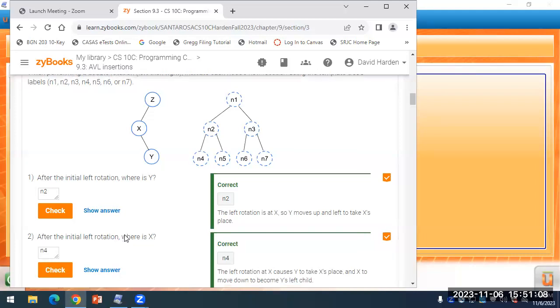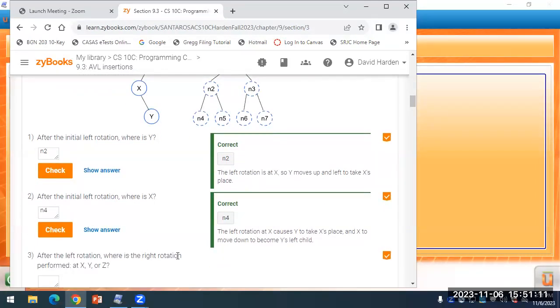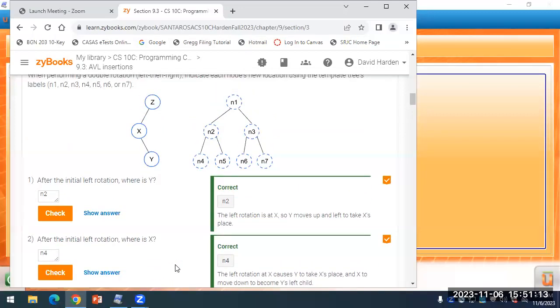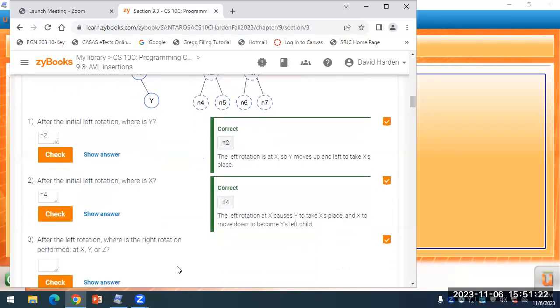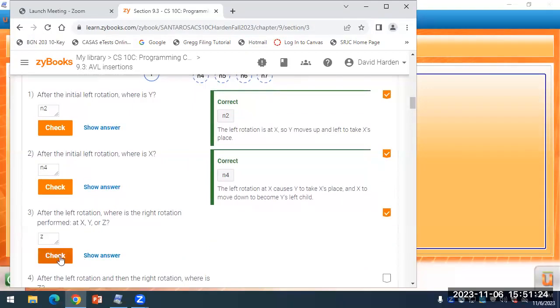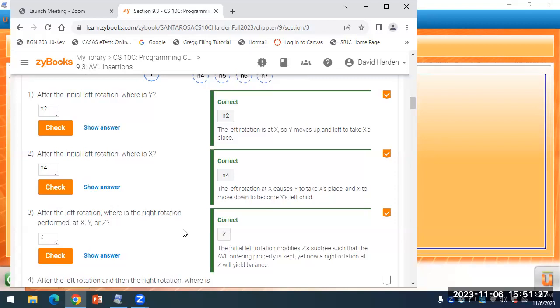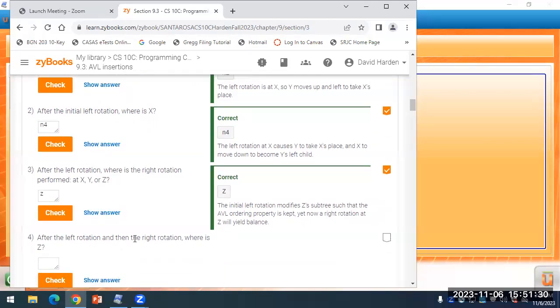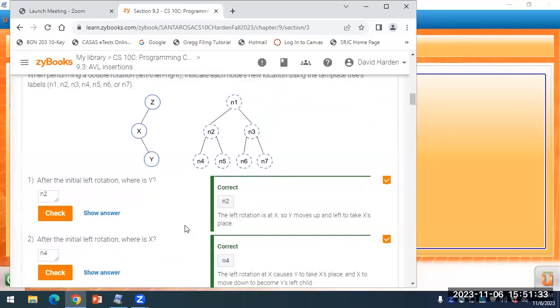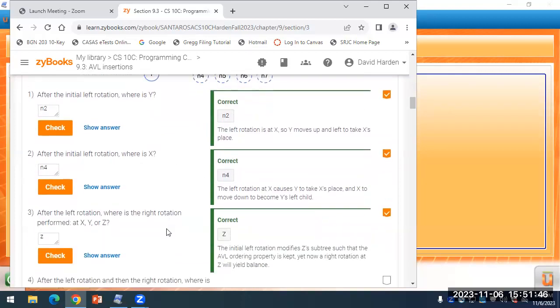Okay. Then after the left rotation, where is the right rotation performed? At Z, right? At the original node that was problematic. Okay. After the left rotation and then the right rotation, where is Z? So we got Z, Y, X. And now we're gonna rotate at Z. Z goes down to N3, right?